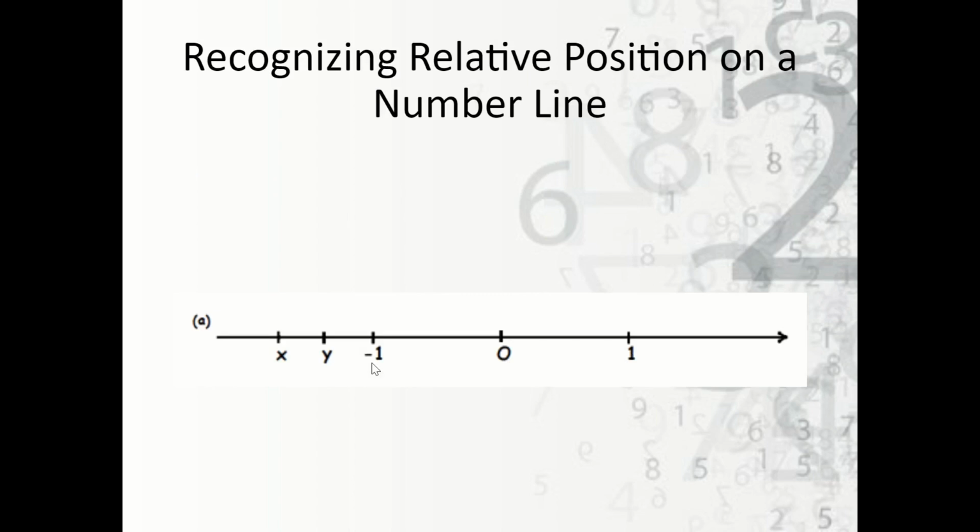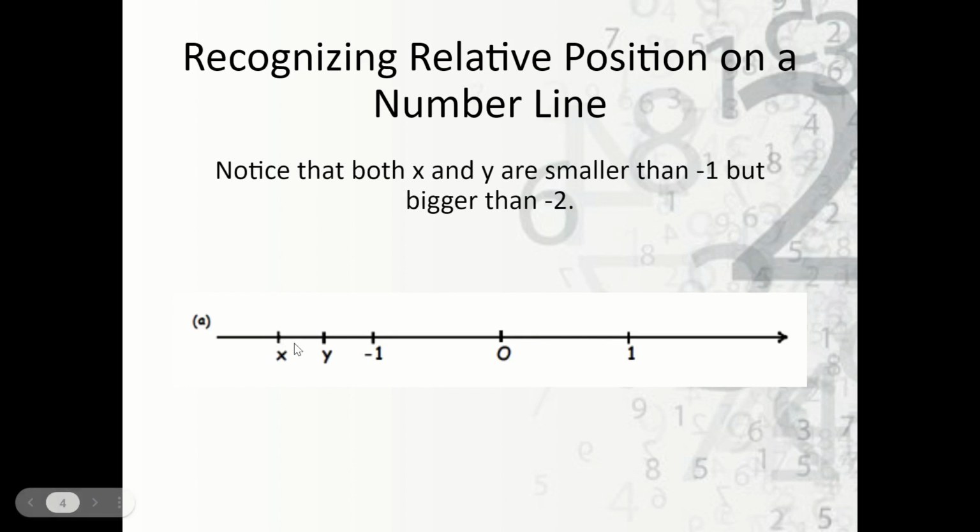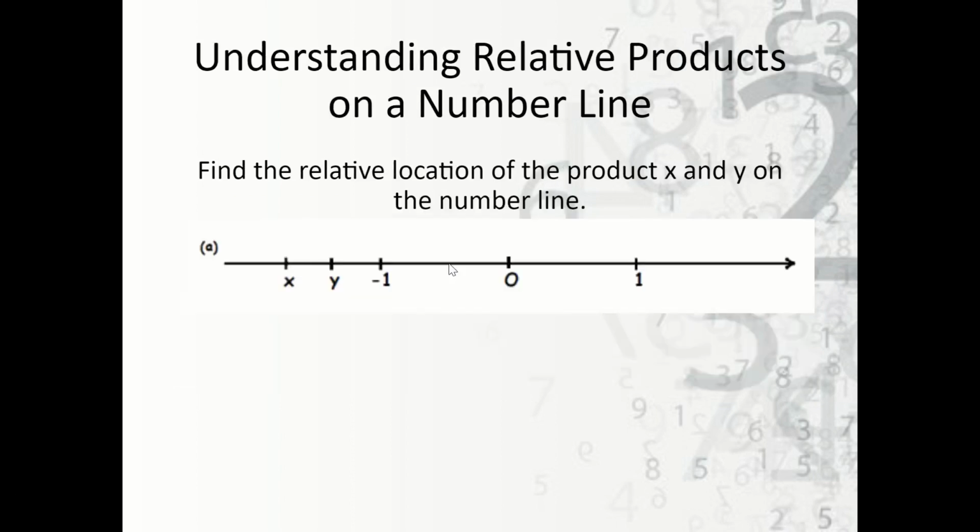So, recognizing relative position on a number line. I have x and y here, and x is smaller than y. If we look at the distance here, it's kind of close to -2, but both are between -1 and -2. If I wanted to find the product of these two, so product means multiplication, right?